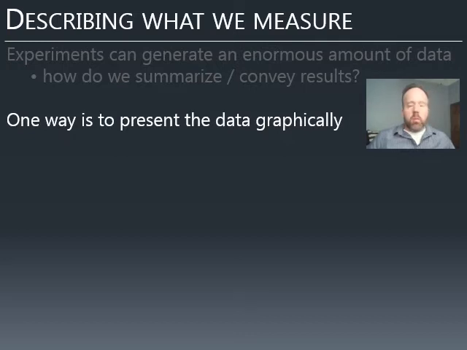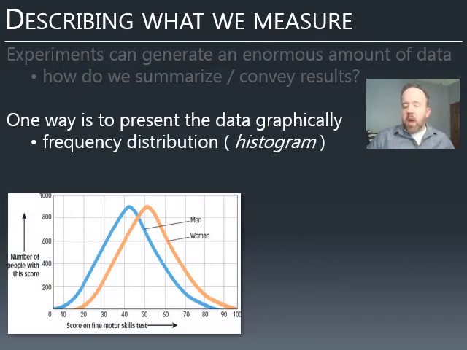So one way to reveal results, to present them, is graphically. So you just give them a picture. A picture is worth 1,000 words. And one of those common ways, if you are measuring one thing, is to give what's called a frequency distribution. And this is often in the form of what we call a histogram, which in this case is a curve, but could also be a bar graph, just indicating how many measurements we had of a given value. So in this diagram, we see men and women split into two groups. And we can see that the curve for women is slightly to the right of the curve for men.